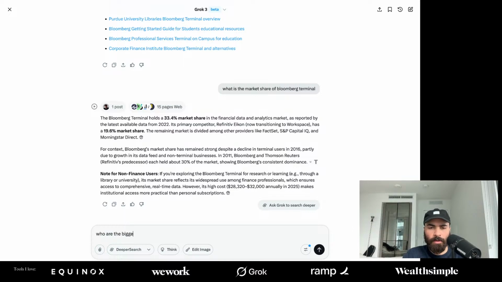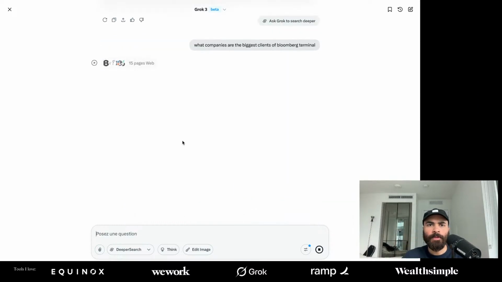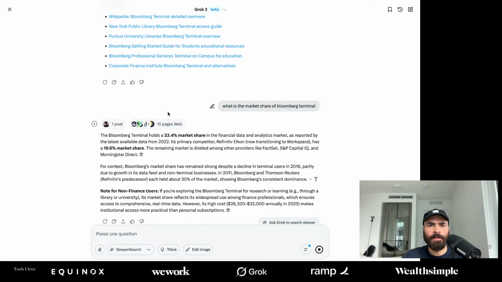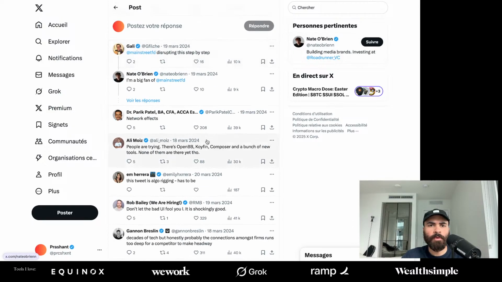Who are the biggest, or what companies are the biggest clients of Bloomberg terminal? Let's see. Research on course. Biggest clients. While we have that research, let's dig into this one.